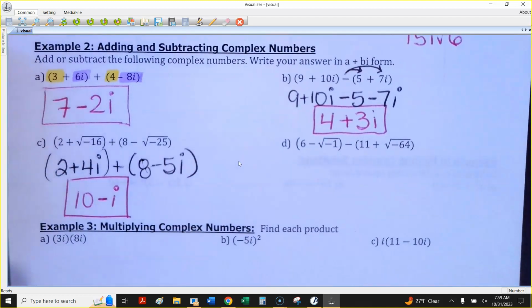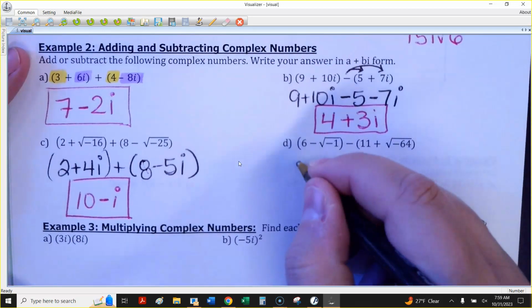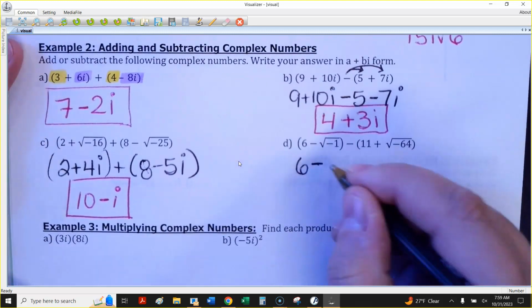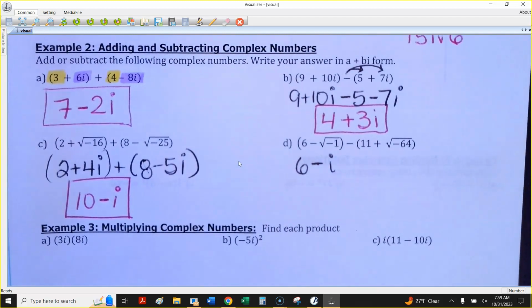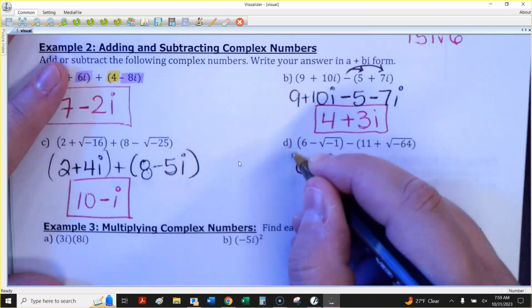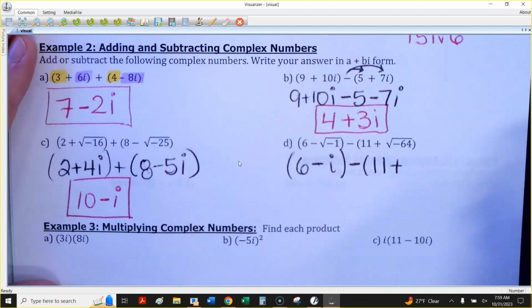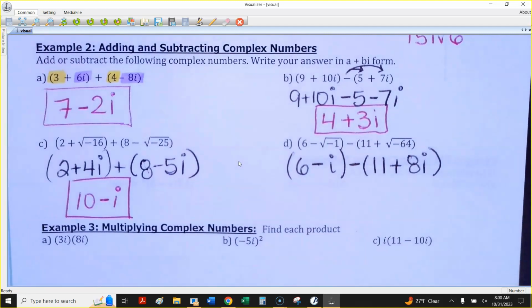All right, and then the last one. This is kind of tricky. What is this first term, really? 6 minus what? Just i. That's literally the definition. i is the square root of -1. So that's literally just 6 minus i. All right, now I'm going to subtract from that 11 plus what? 8i. Good deal.